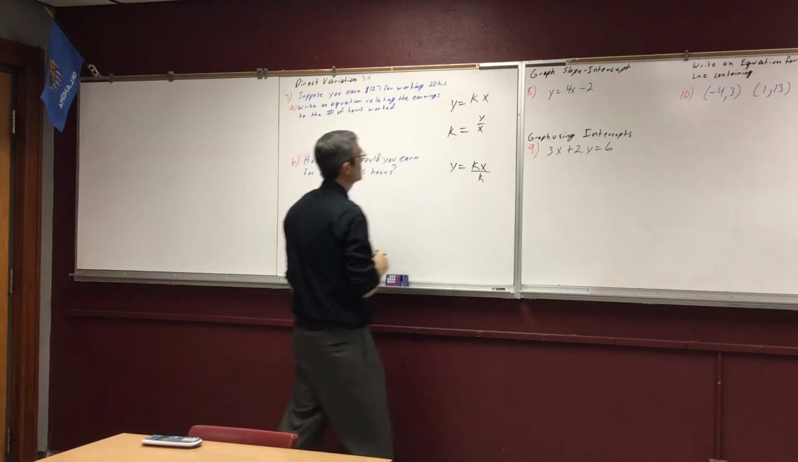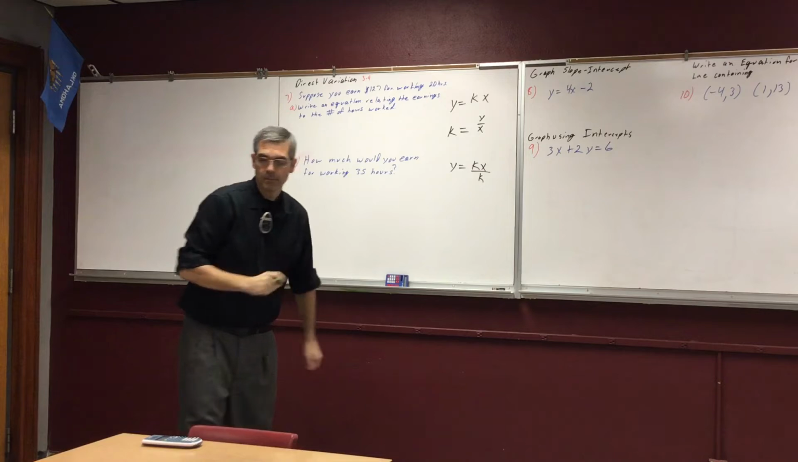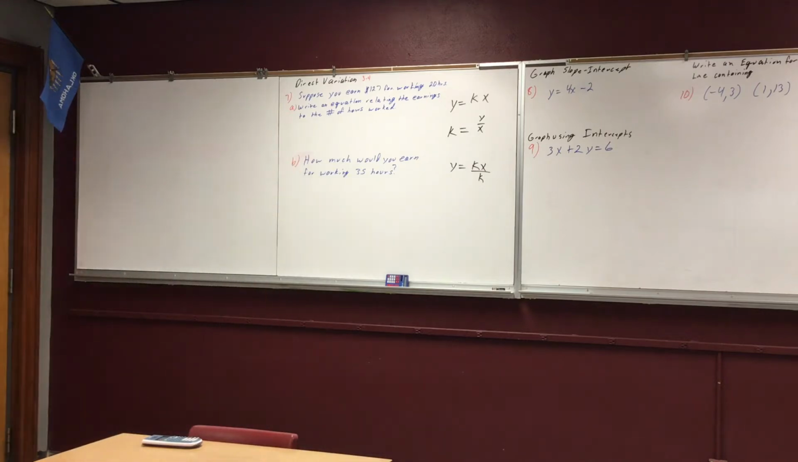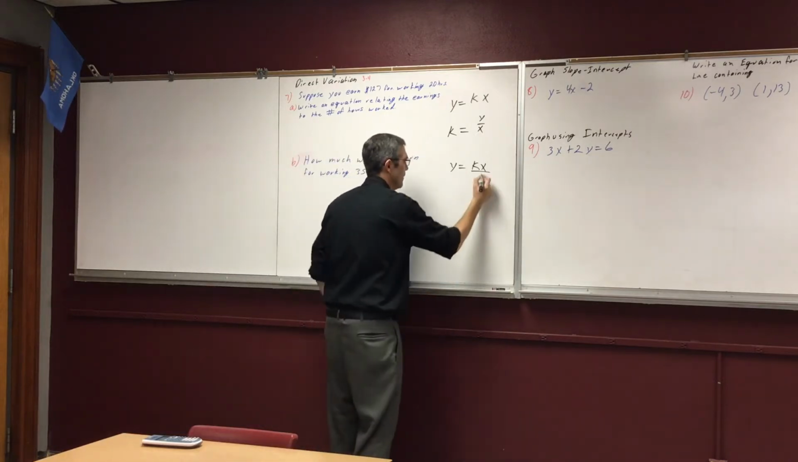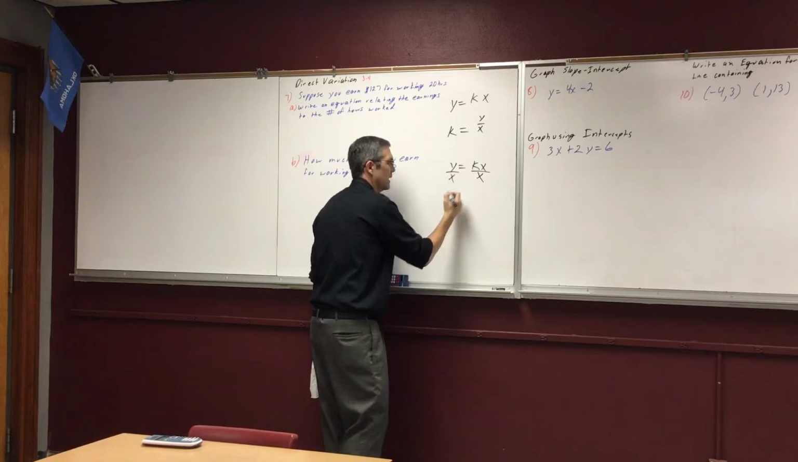Oh, I lost what I was doing. No, I did the wrong thing. I divided by the wrong number. You divide by x because you want to solve for k. Sorry. How they got this was they divided by x.